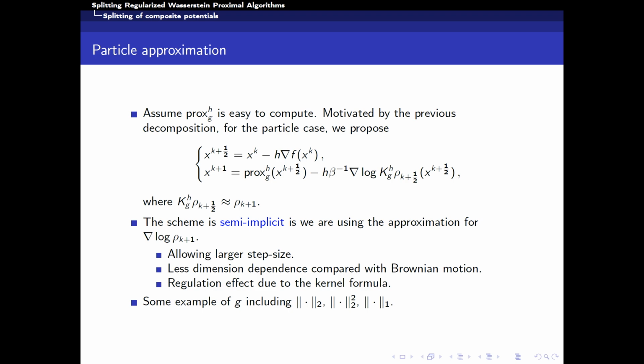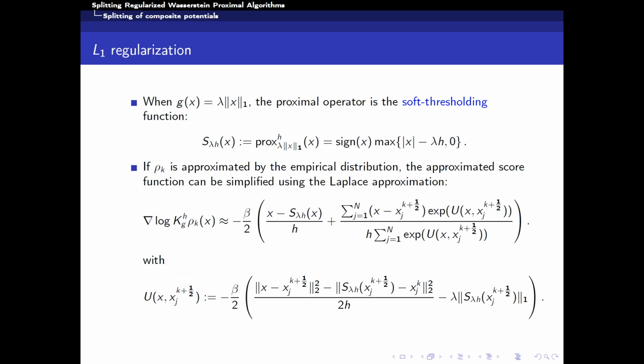So that's a particle approximation. And one thing that I want to say in more detail is for the case that J, the regularization term, is going to be the L1 norm. For that case, we have a very nice formula. As a recap, the proximal operator of the L1 norm is going to be the soft thresholding, something very close to the ReLU function.